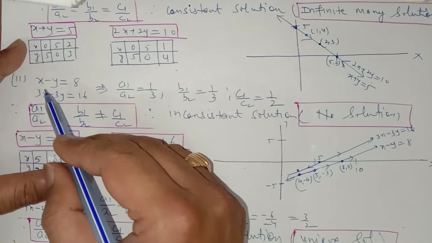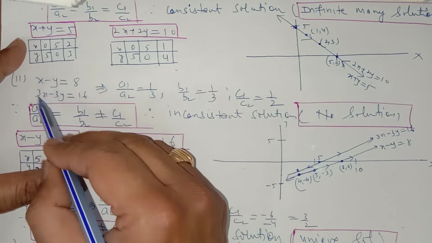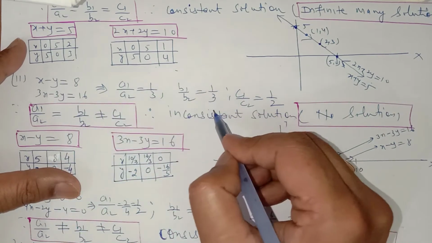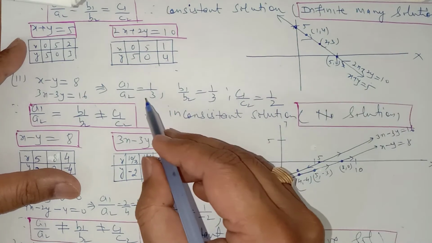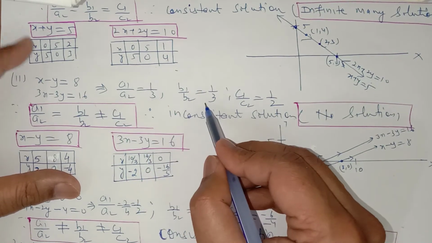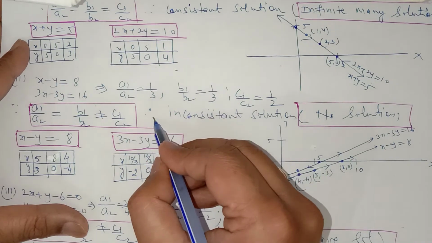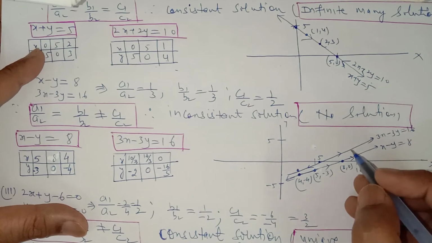Similarly, in the second part of this, x minus y is equal to 8 and 3x minus 3y is equal to 16. a1 upon a2 is coming out to be 1 upon 3, b1 upon b2 is coming out to be 1 upon 3, c1 upon c2 is coming out to be 1 upon 2. So because a1 upon a2 is equal to b1 upon b2 is not equal to c1 upon c2, it will have an inconsistent solution or no solution, or we can say it will have parallel lines.